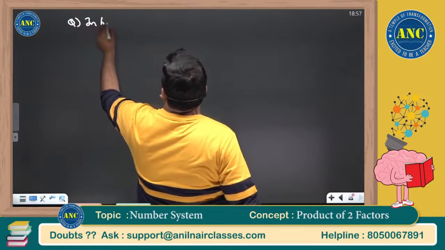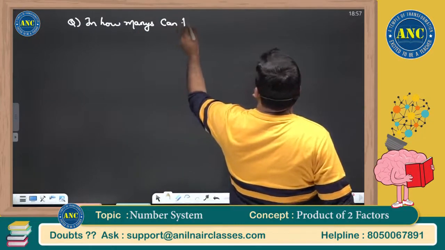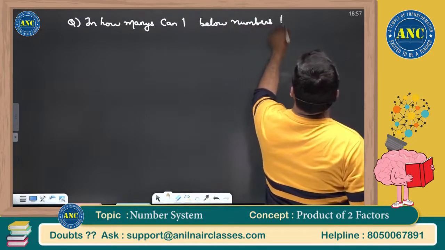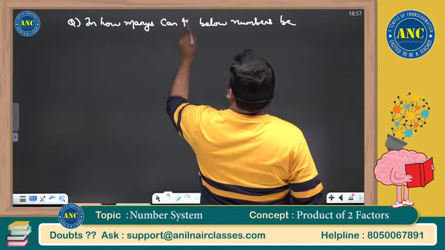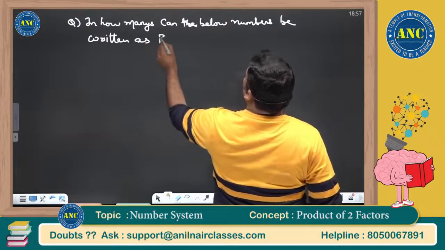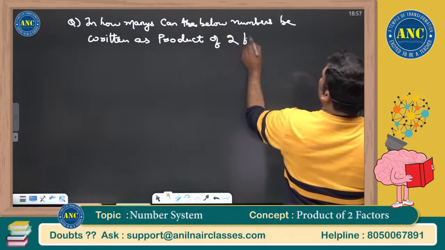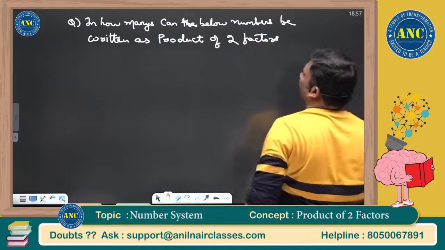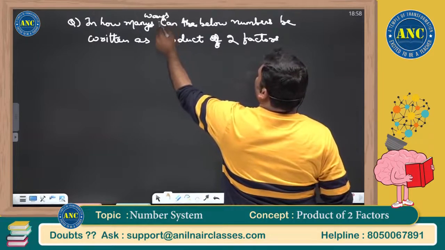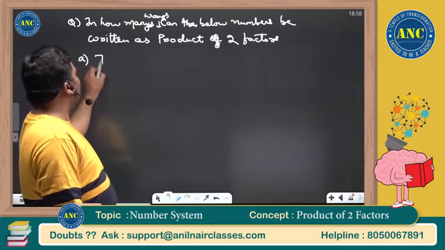In how many ways can the below numbers be written as a product of two factors? Very easy question. Suppose the first one is 72.